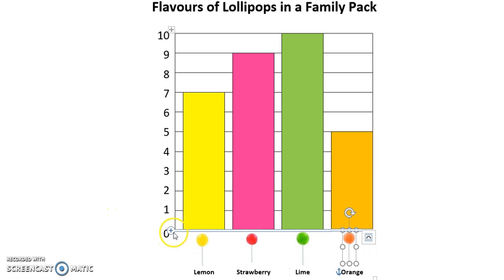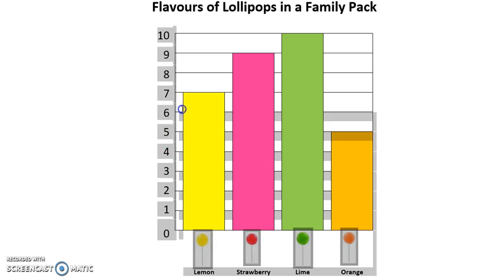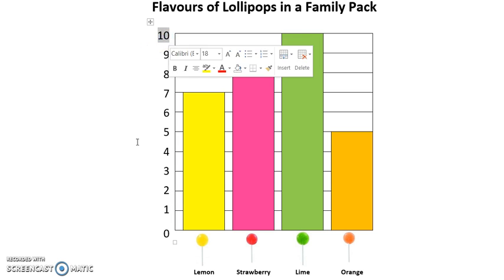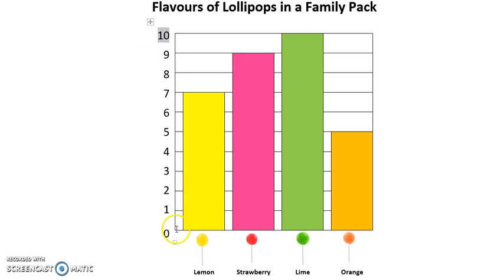So we've got the vertical axis going up and down here, with its number labels. And we've got the horizontal axis going along here, with its labels. And its labels are the flavours of lollipops.